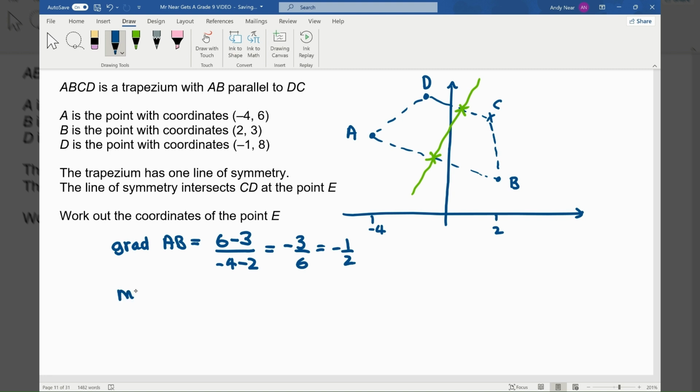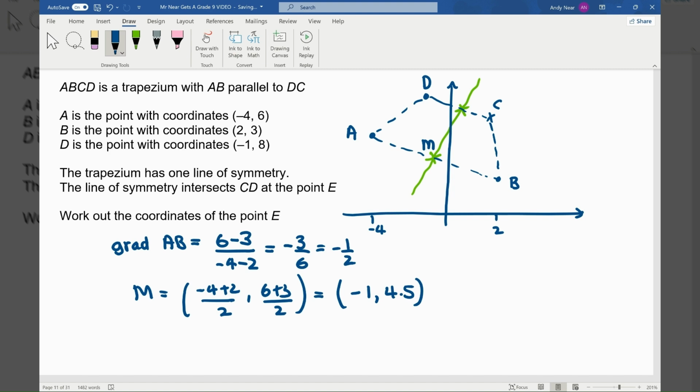Now the midpoint of AB, which I'll label on here as M, is going to be equal to the average of the x coordinates, so minus 4 plus 2, and the average of the y coordinates, 6 plus 3 on 2. And so this has coordinates of minus 1, 4.5. So I don't need to know the equation of the line AB. What I do want to know is the equation of the green line.